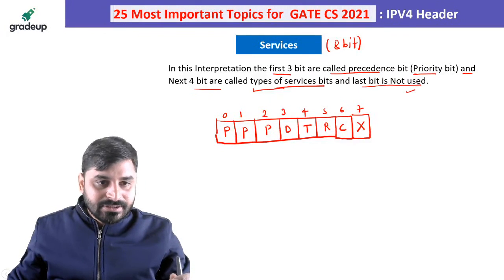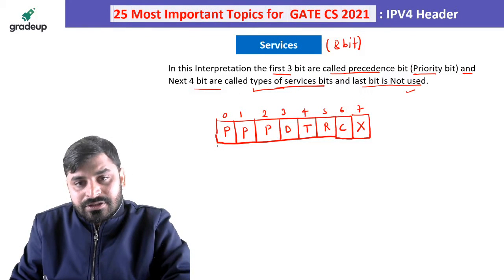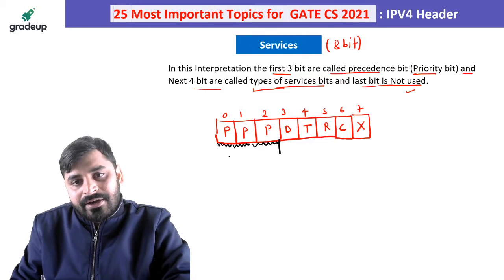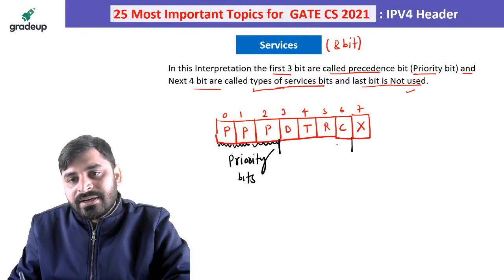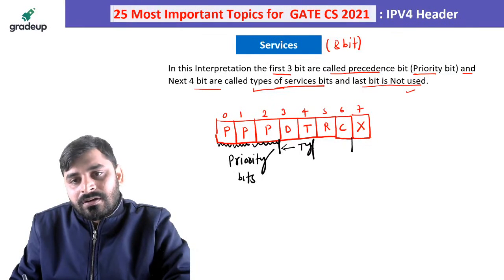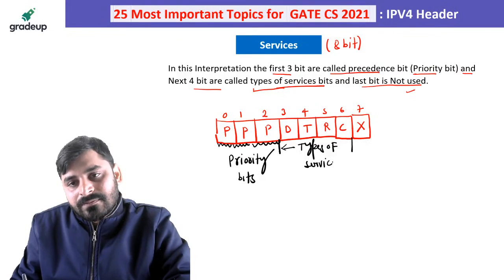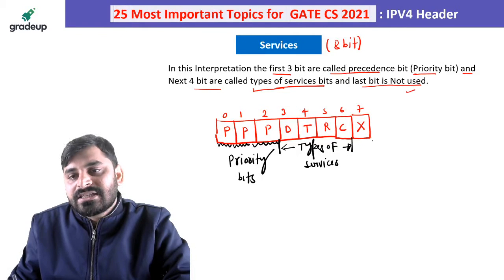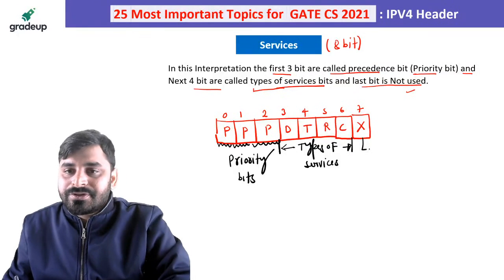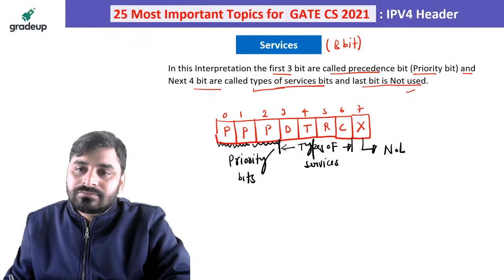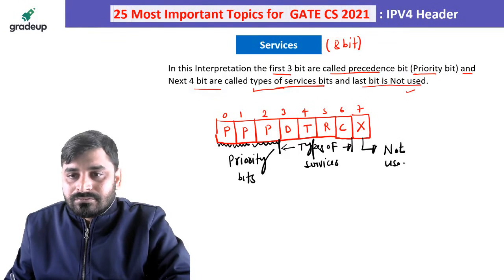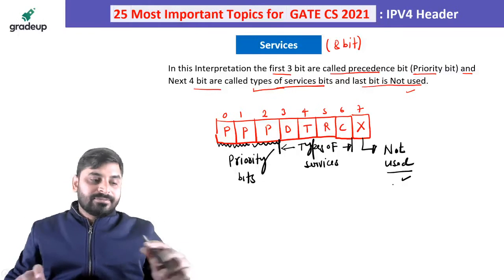What is the meaning of this, guys? These 3 bits are called priority bits. Now these 4 bits are called types of services. The last bit is not used. Okay, cross means not used. Did you understand this?